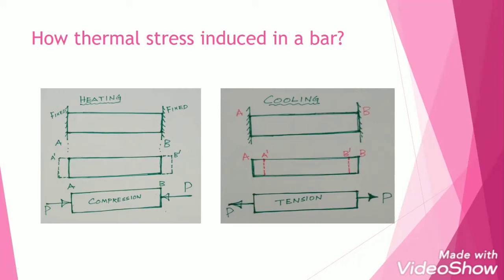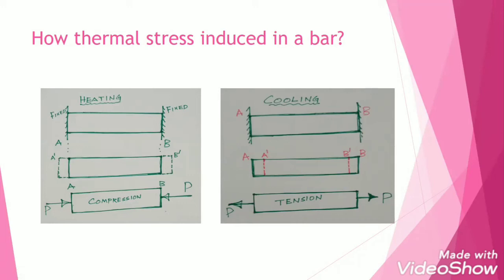The molecules of that bar will try to expand. Suppose that the bar does not have fixed surfaces. If at A and B there is no fixed surface, then in that case the bar is free to expand on both sides. So on the left hand side it can go up to A dash, on right hand side it can go up to B dash. Free expansion can happen, but no stress will induce.